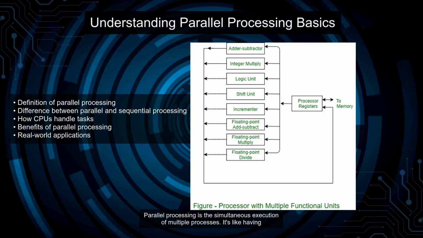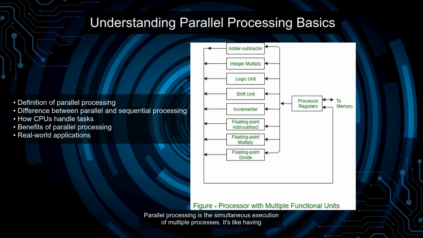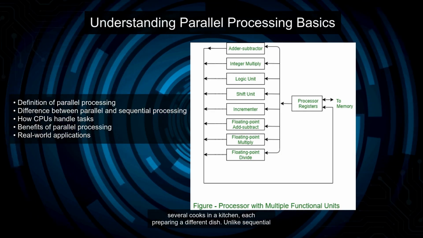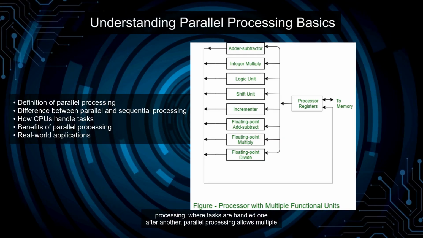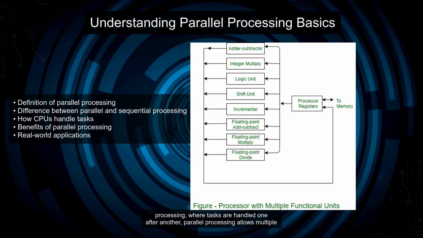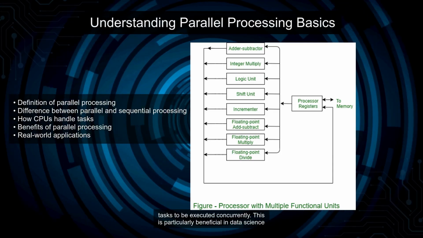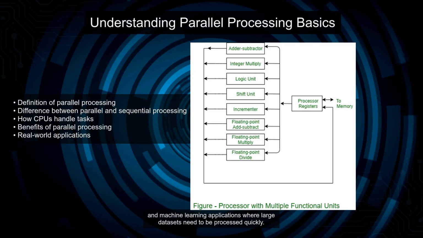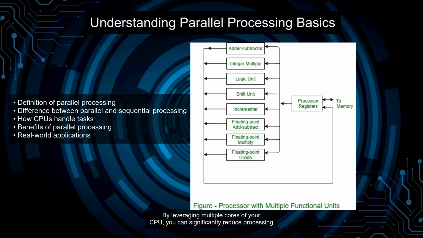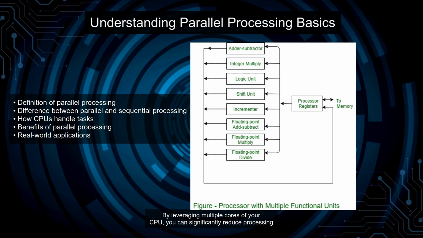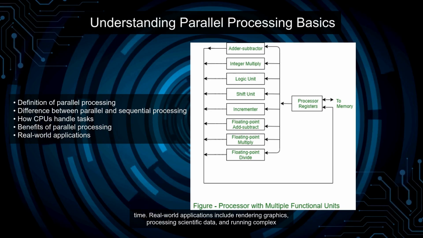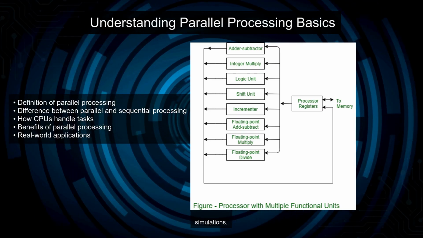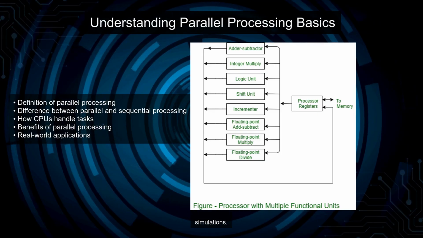Parallel processing is the simultaneous execution of multiple processes. It's like having several cooks in a kitchen, each preparing a different dish. Unlike sequential processing, where tasks are handled one after another, parallel processing allows multiple tasks to be executed concurrently. This is particularly beneficial in data science and machine learning applications where large datasets need to be processed quickly. By leveraging multiple cores of your CPU, you can significantly reduce processing time. Real-world applications include rendering graphics, processing scientific data, and running complex simulations.